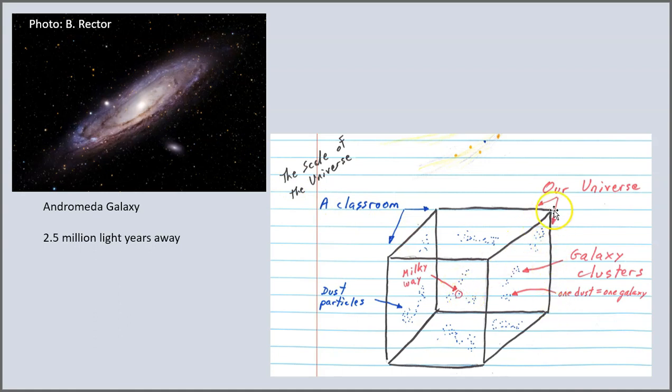And we're going to use an analogy here. Imagine the entire observable universe were shrunk down to the size of a large classroom. Well, on that scale, a galaxy would be the tiniest speck of dust floating in the air in that classroom. The Milky Way and the Andromeda would be two specks of dust really close to each other. But there are billions, hundreds of billions of other specks of dust in the room, and some at great distances from our own little speck of dust that we call the Milky Way galaxy.